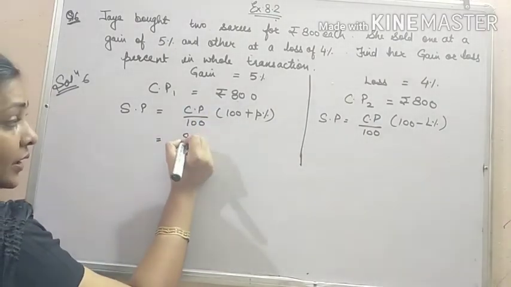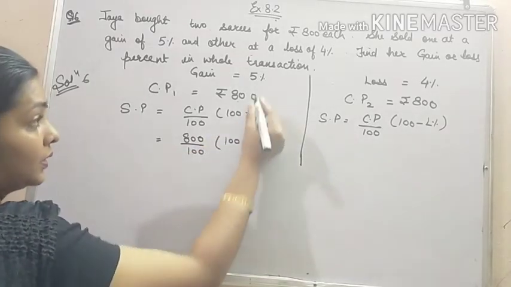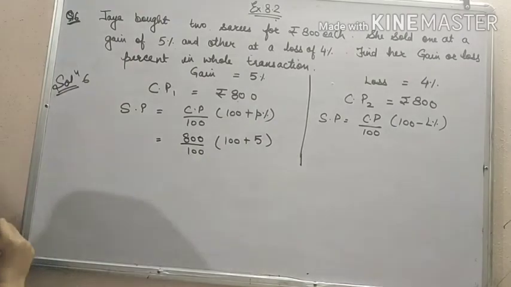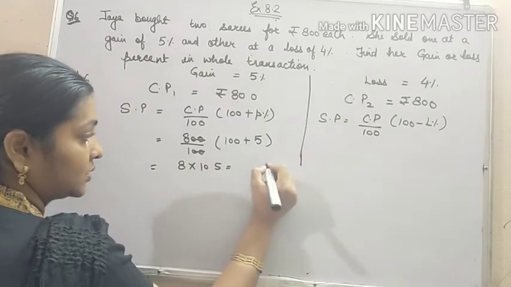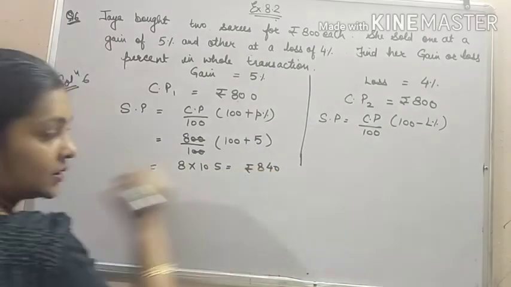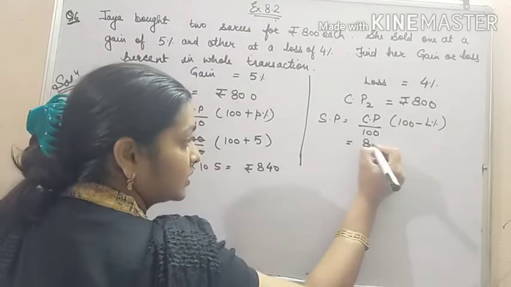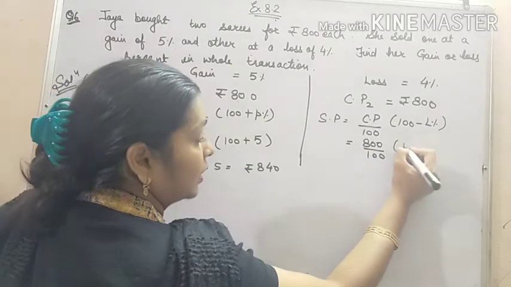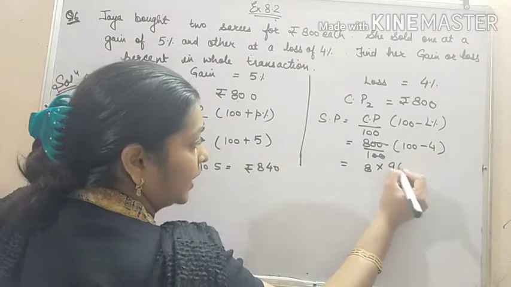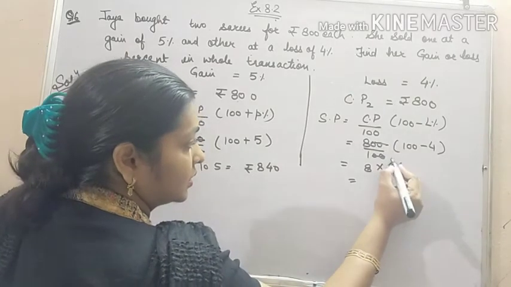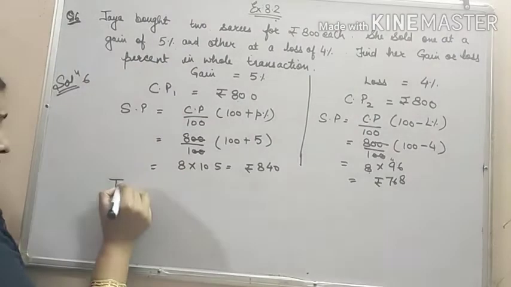Here CP is 800 and gain is 5%. Okay. Solve it. 840 rupees. This is the selling price of the first saree. In case of loss, let us find out. 4%, 8 into 96. Rupees 768.